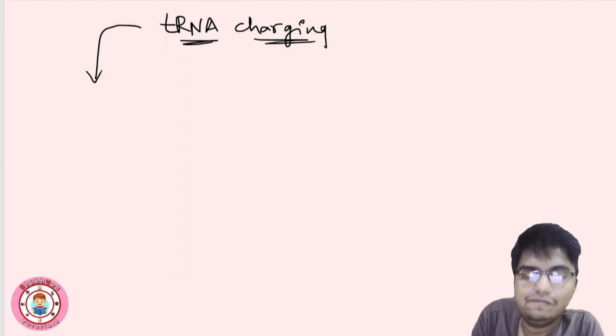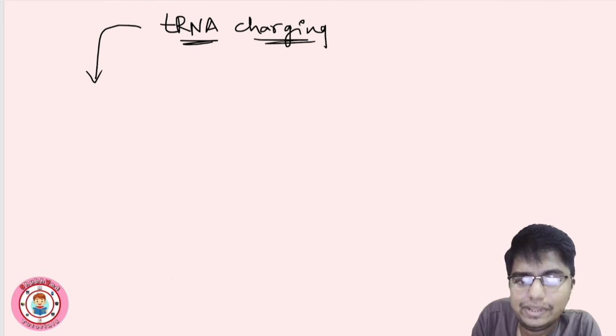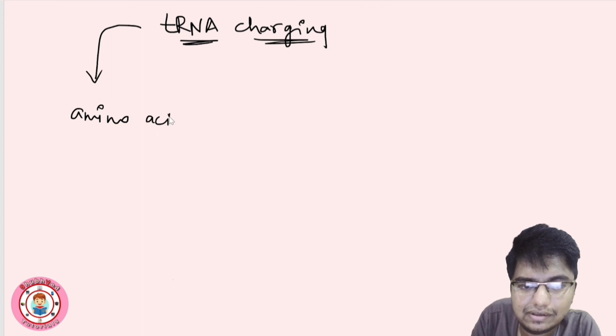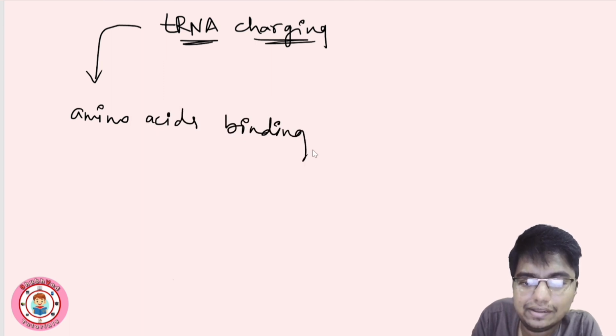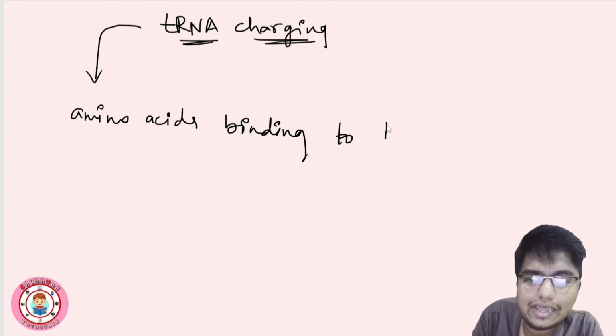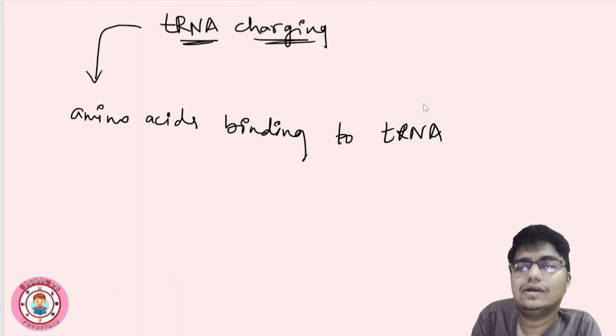We know that tRNA has the role of bringing amino acids, right? So amino acids binding to tRNA is known as tRNA charging. Okay, means when amino acids bind to tRNA, that process is called tRNA charging, right?